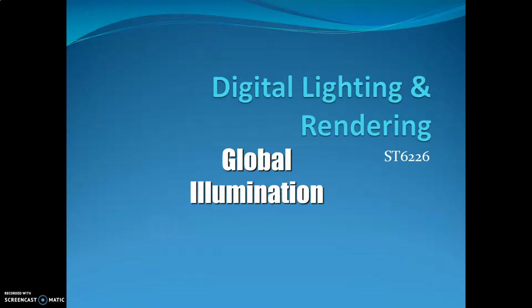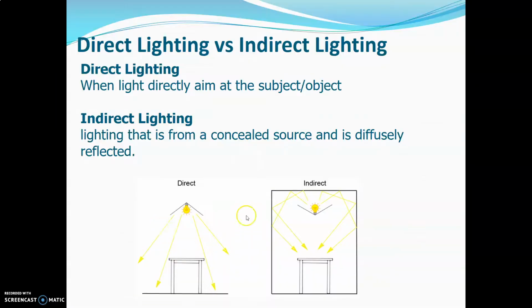In this video, I'm going to be talking about global illumination, or GI for short. Okay, so in Maya, there are two types of lighting condition. There is direct lighting and there is indirect.